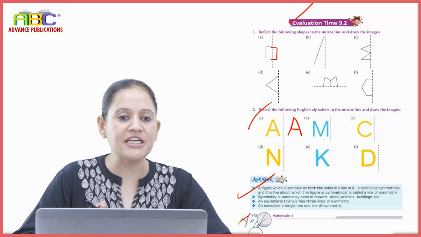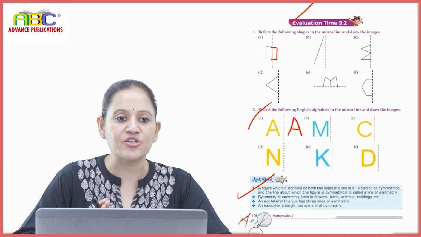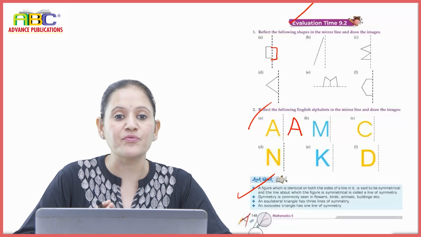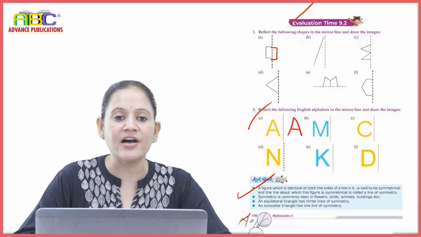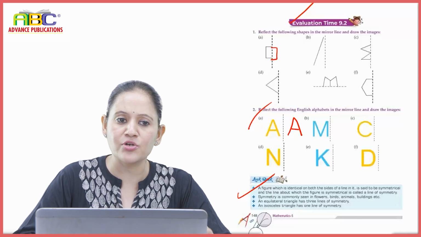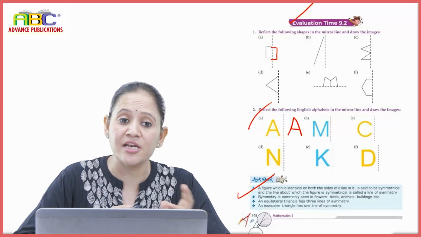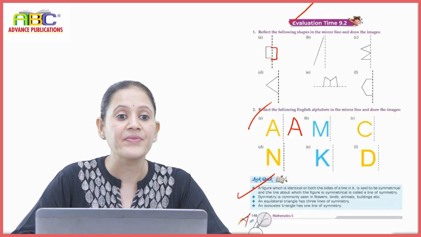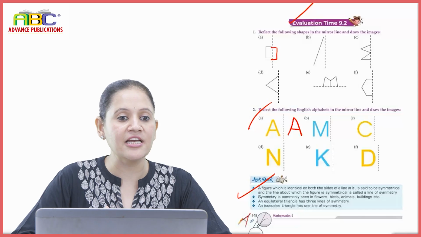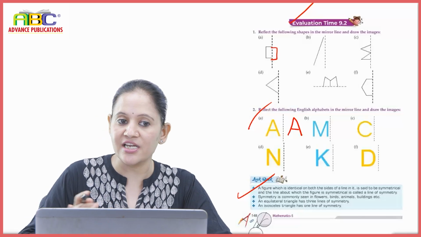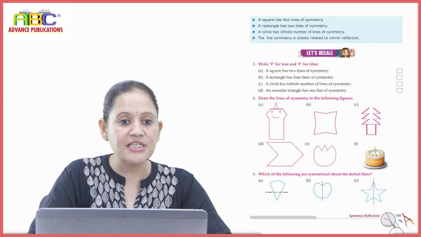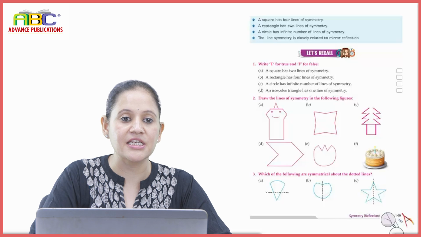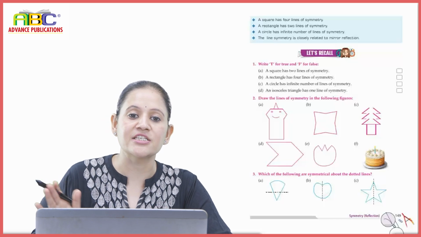Next is Look Back. A figure which is identical on both sides of a line is said to be symmetrical, and the line about which the figure is symmetrical is known as the line of symmetry. Symmetry is commonly seen in flowers, birds, animals, buildings, etc. In nature you can see symmetry in many things, in animals, in their patterns. The equilateral triangle has three lines of symmetry, and the isosceles triangle has one line of symmetry. The square has four lines of symmetry, the rectangle has two lines of symmetry, and the circle has an infinite number of lines of symmetry. The line of symmetry is closely related to mirror reflection.